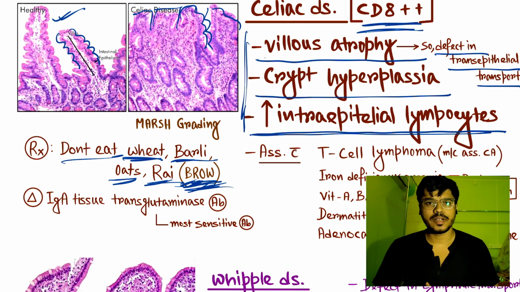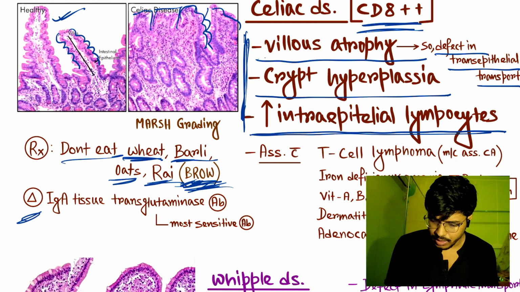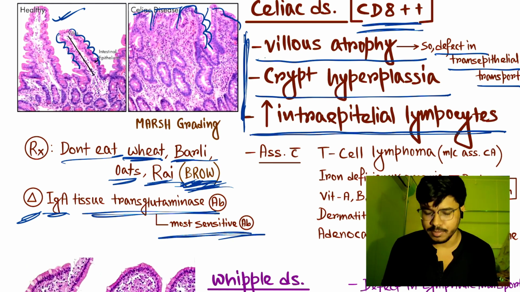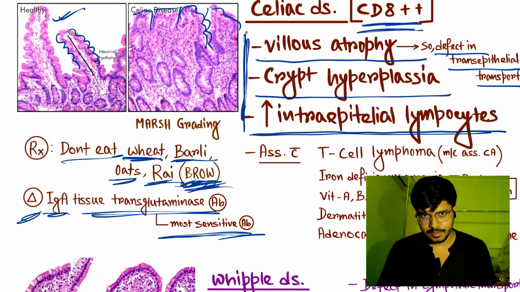The diagnosis is made upon intestinal biopsy and some antibodies. There are two antibodies. One is the IgA tissue transglutaminase antibody. This is the most sensitive antibody, but the anti-endomysial antibody is the most specific antibody. So the most sensitive antibody is tissue transglutaminase, which is an IgA antibody, and the most specific antibody is the anti-endomysial antibody.